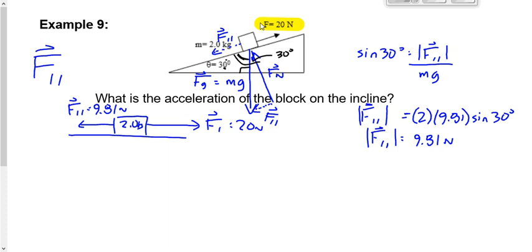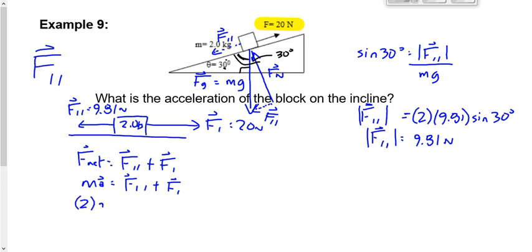And then I'm going to say F net is equal to the sum of the forces. F net is equal to F parallel plus F1. F net is mass times acceleration. This is step 3. F parallel plus F1. And then mass is 2 kilograms. A is what we're looking for here.